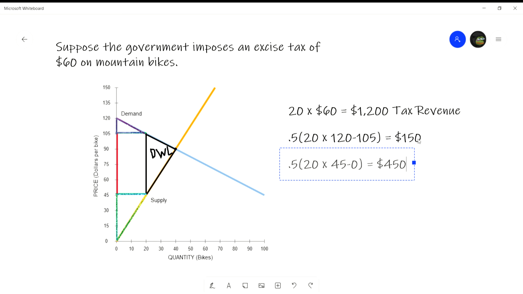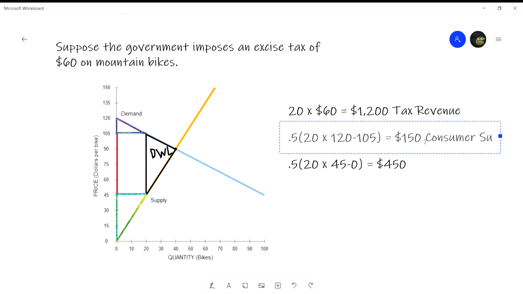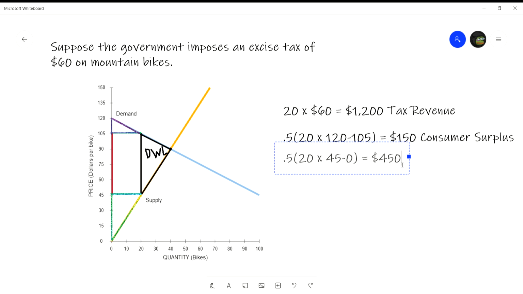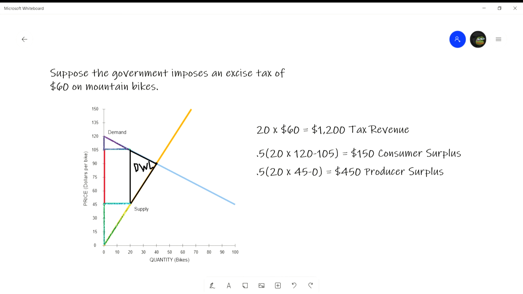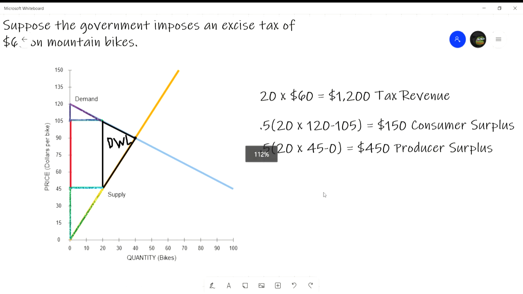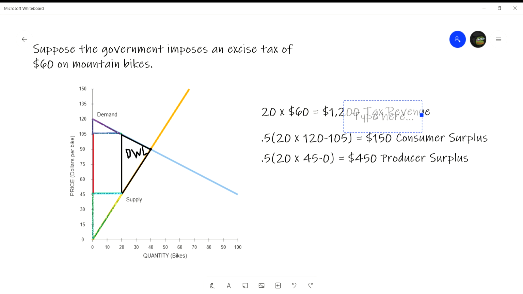So we have our total tax revenue of 1,200, we have 150 consumer surplus and 450 producer surplus. And the deadweight loss, because that's an important thing to think about too, our deadweight loss, is going to be, again, the area of that triangle. So the quantity lost: equilibrium was 40, and quantity was 20.